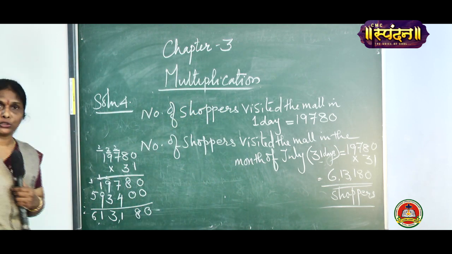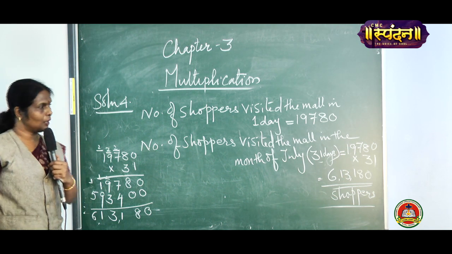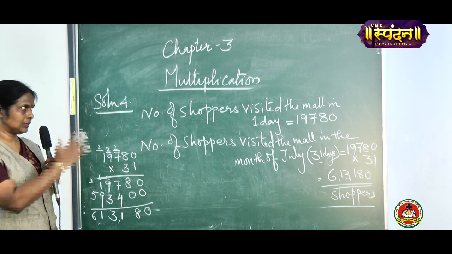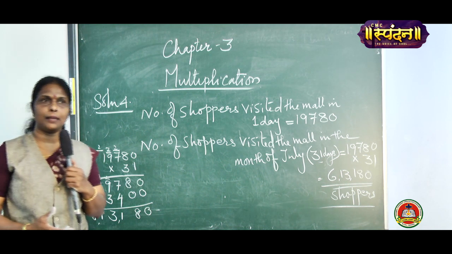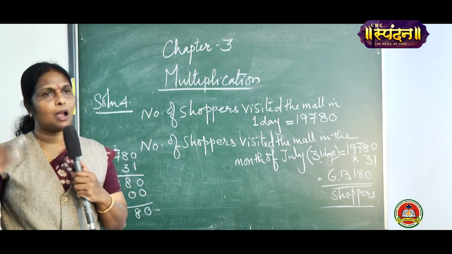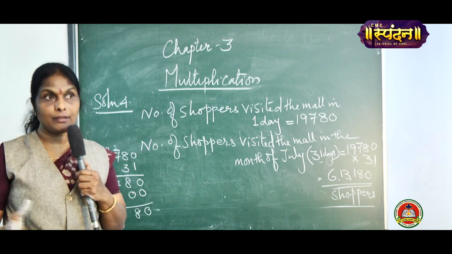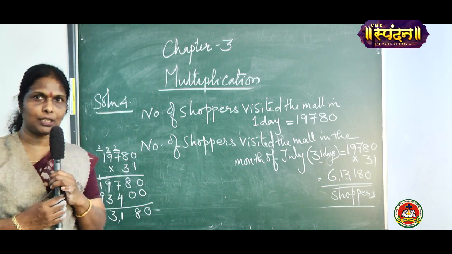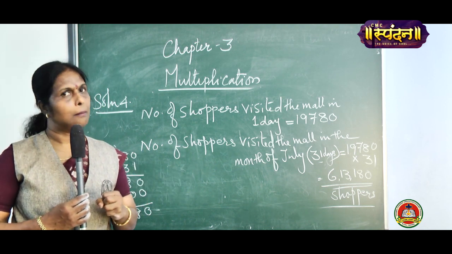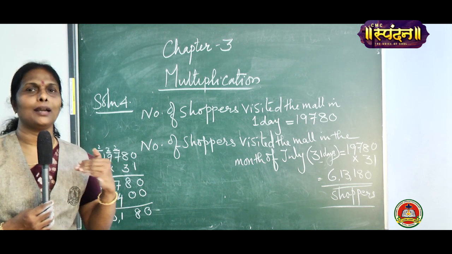I hope you have understood how we can solve the word problems also. So by this I am concluding the session. In this session we have seen how to multiply a 4-digit number by a 3-digit number, how to multiply a 5-digit number by a 2-digit number, and we have seen the properties of multiplication and how to solve the word problems related to multiplication.